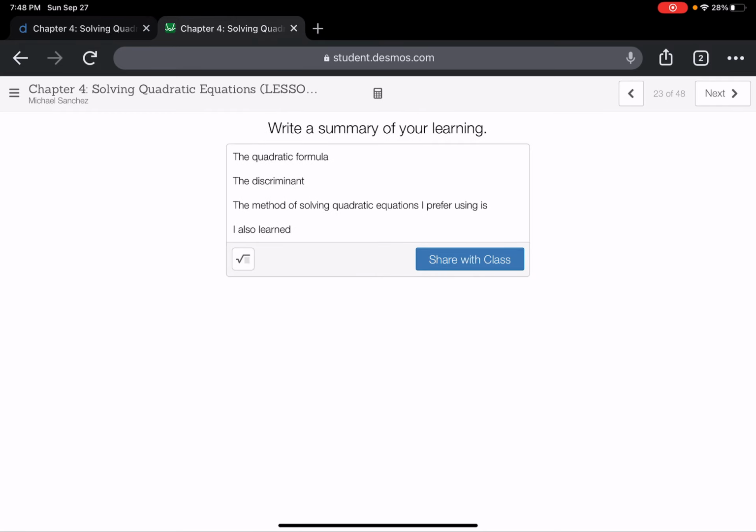All right, that is the end of our lesson. In this lesson, you should have learned what the quadratic formula is. You should have learned what the discriminant is, what it does, and what it actually tells us.